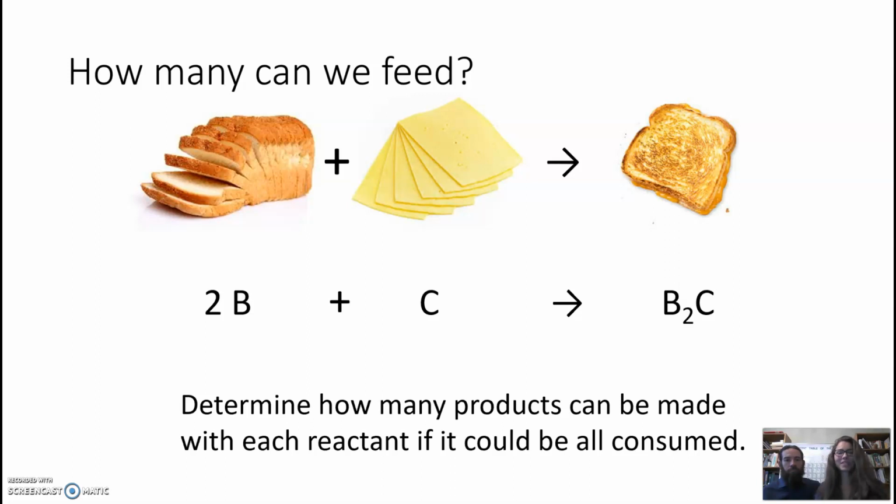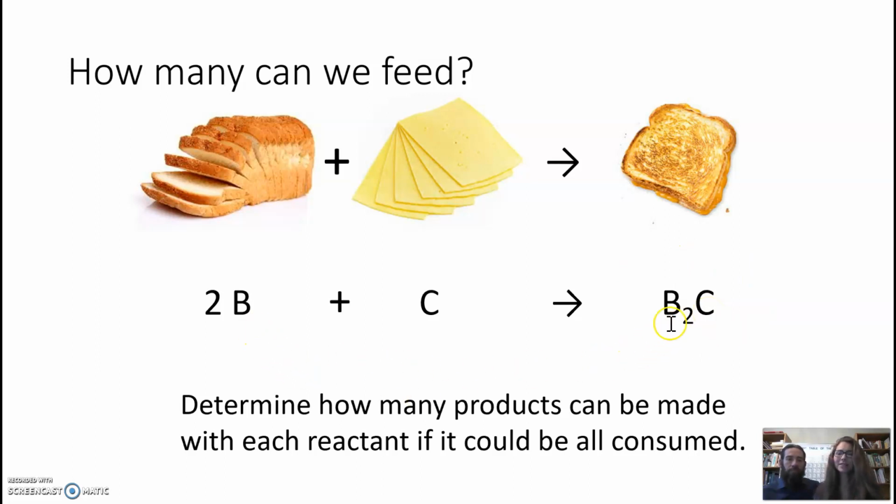Grilled cheese sandwiches. So if you're making grilled cheese sandwiches and you have your bread and your cheese, we can represent this with a chemical reaction. We can say the bread is our B reactant and the cheese is our C reactant, and we have a 2-to-1 ratio. So this is not boron and carbon. This is just bread and cheese. Bread and cheese. And we're making a B2C product. So this is our sandwich.